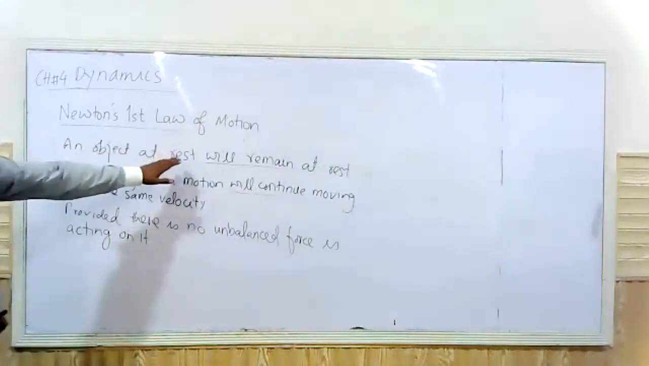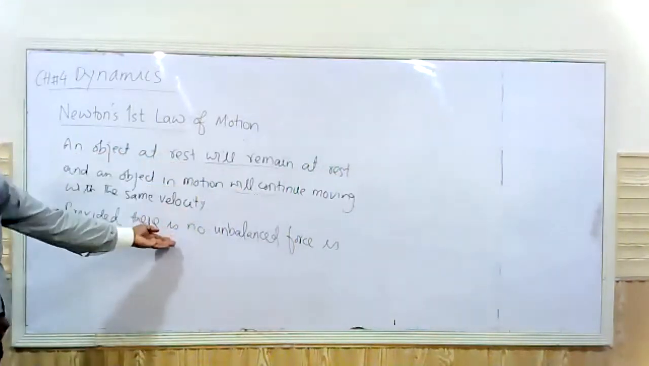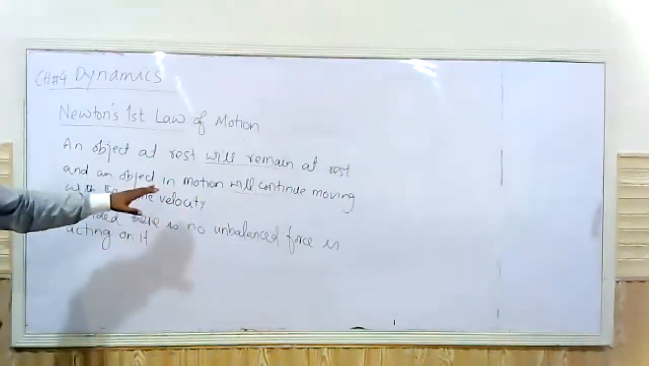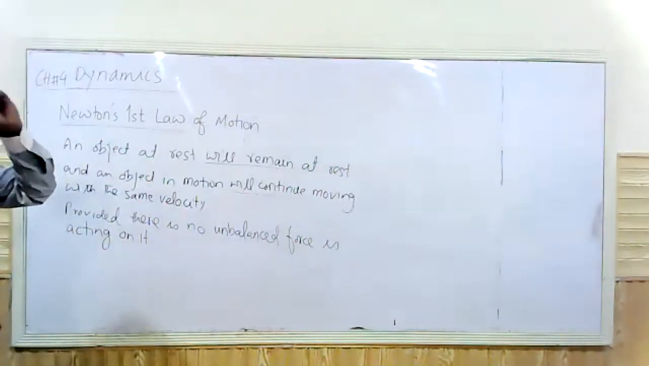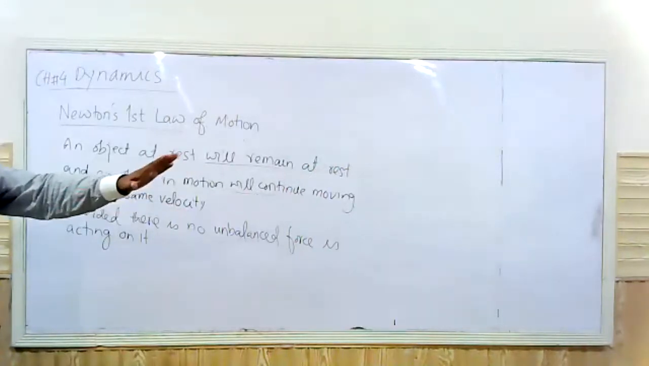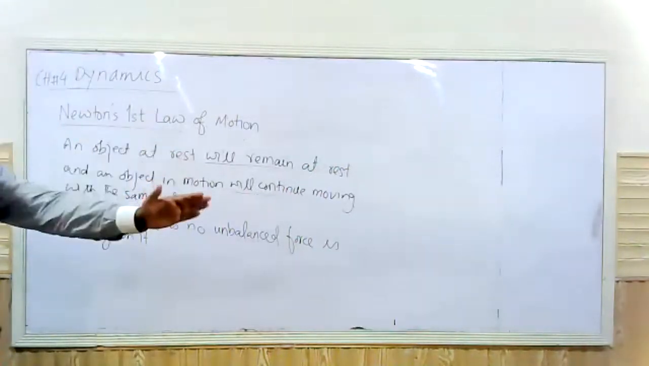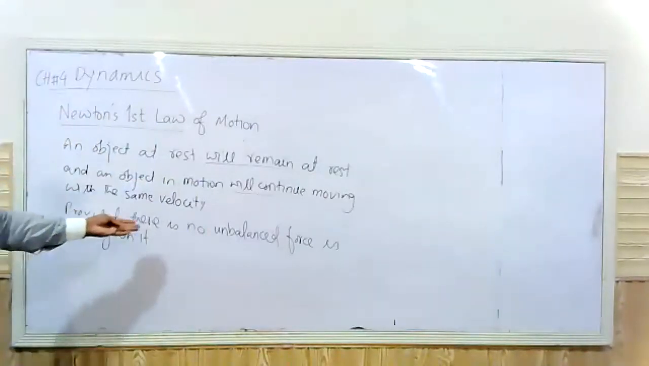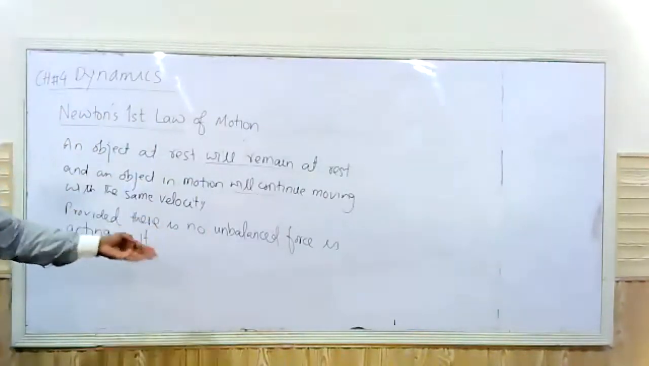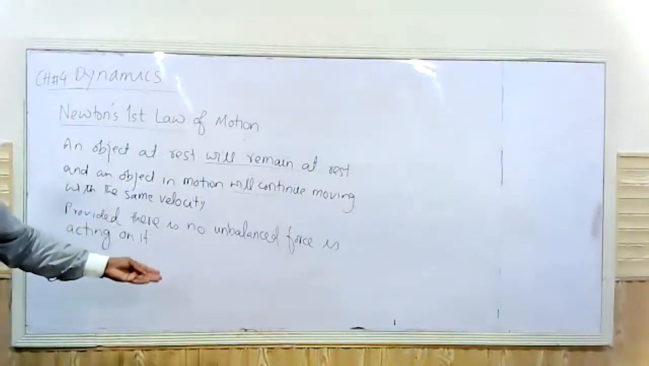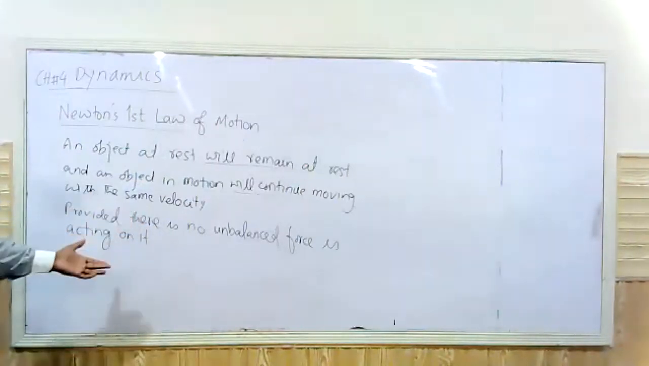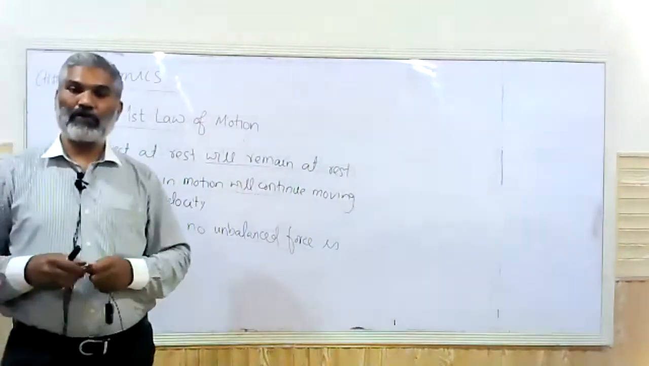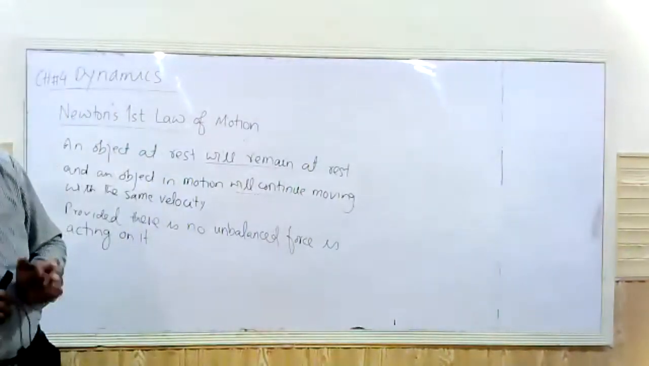An object will remain at rest if there is no unbalanced force acting on it. An object in motion will continue moving with the same velocity forever. It will continue moving with the same speed in the same direction unless there is an unbalanced force acting on it, or provided there is no unbalanced force acting on it. So condition for the state of rest or of uniform motion is same.